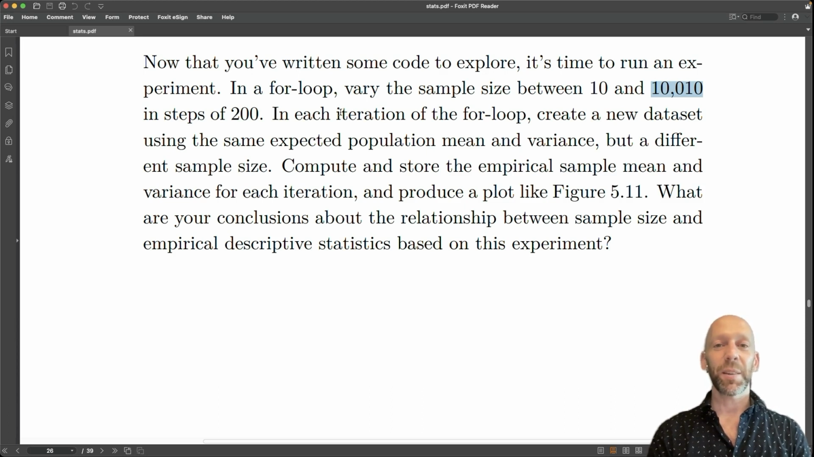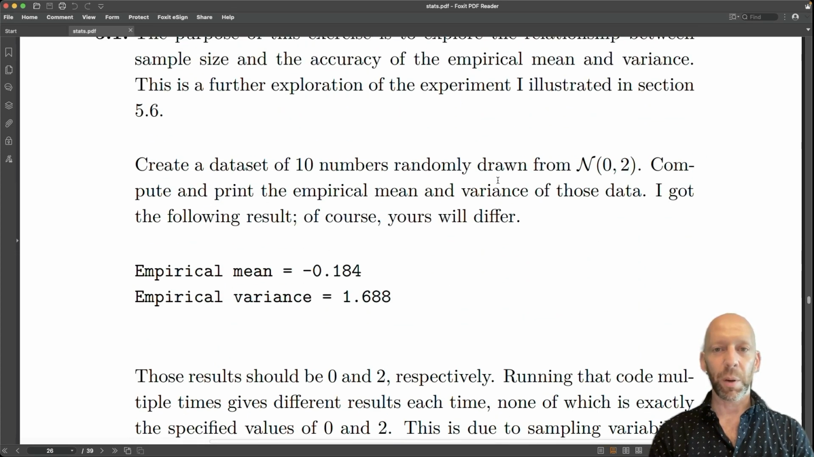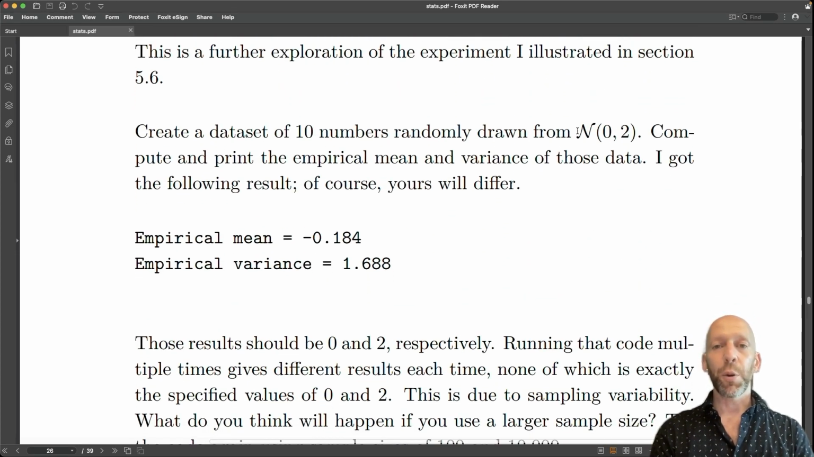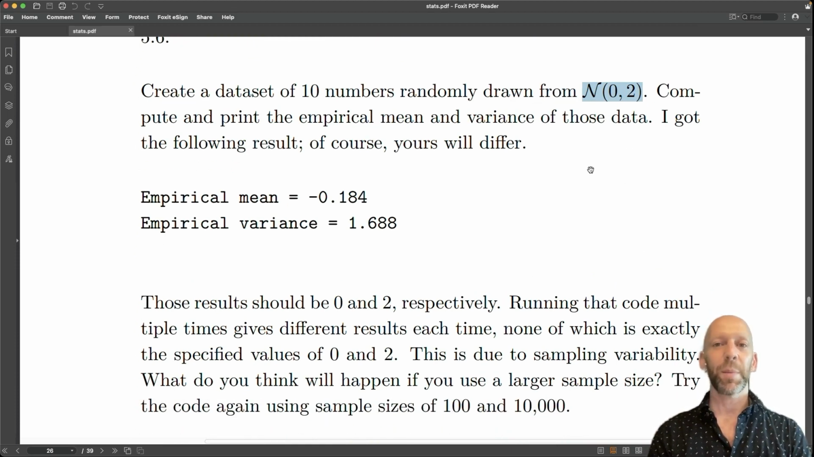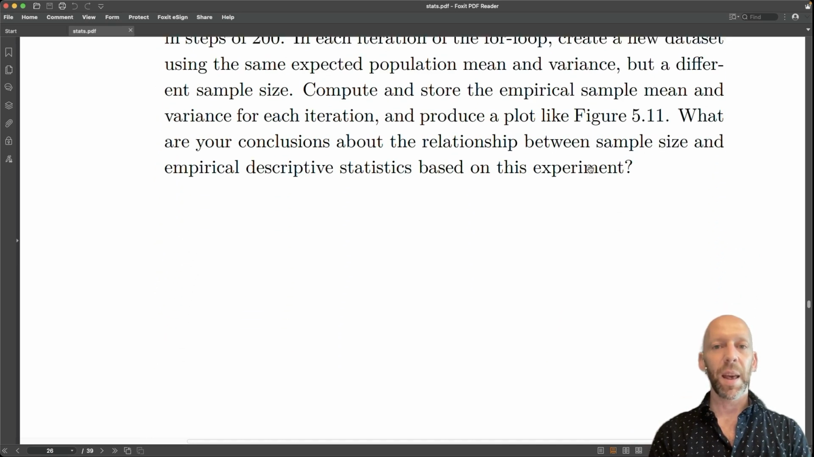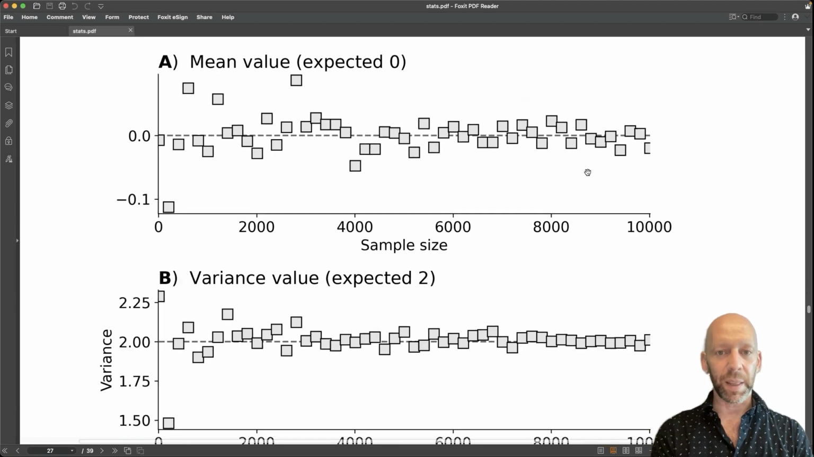Okay, so in each iteration of the for loop, we want to create a new random data set using exactly the same population mean and variance, but a different sample size. In other words, we are going to continually draw new random samples from this theoretical population with the same population parameters, just with different sample sizes. And then we can plot the results in a figure that looks something like this.